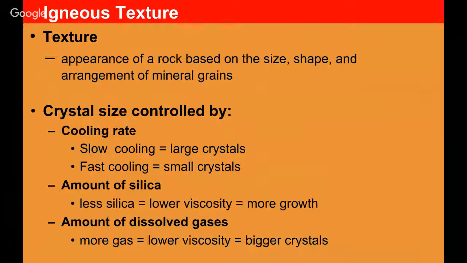Other things come into play here too. The amount of available silica can change how big the crystals get. Less silica allows for lower viscosity, which can mean more growth in some cases. And dissolved gases also can play a role.